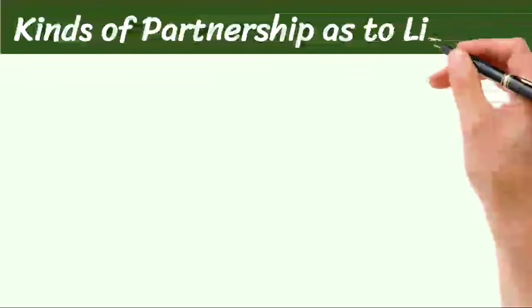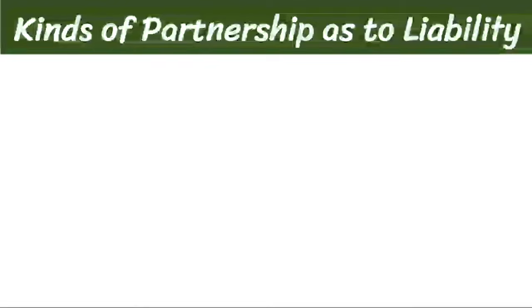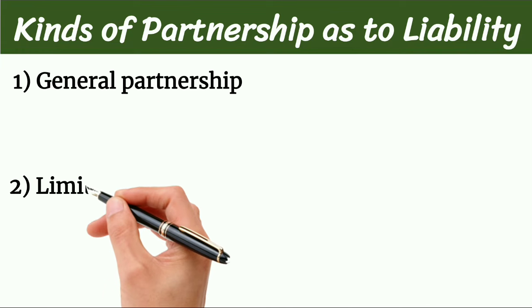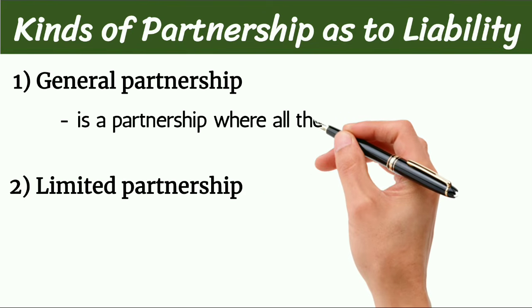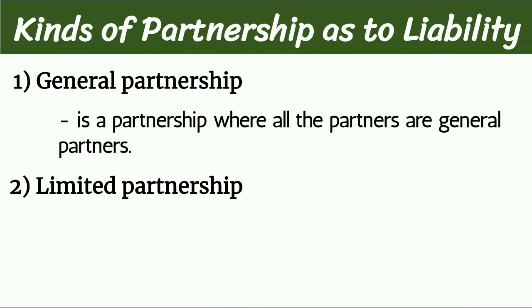Next, kinds of partnership as to liability. So there are also different kinds of partnership as to liability. So it can either be a general partnership or a limited partnership. When we say general partnership, this is a partnership where all the partners are general partners who are liable to the extent of their separate property after the partnership assets have been exhausted. So lahat ng partners sa general partnership ay general partners na kung saan yung general partners ay liable up to their separate property kapag exhausted na yung assets na pambayad sa liability ng partnership.